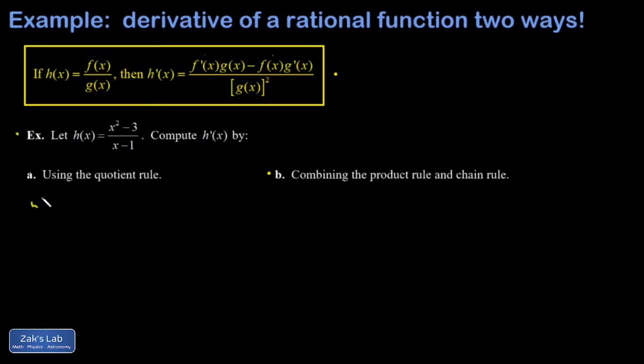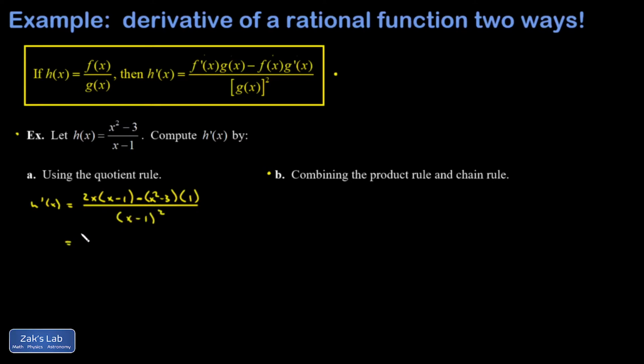H prime of x is going to be the derivative of the top, that's just 2x, times the denominator left alone, that's x minus 1, minus the numerator left alone, times the derivative of the denominator, which is just 1, all divided by the denominator squared.